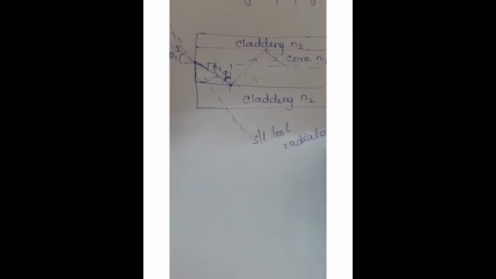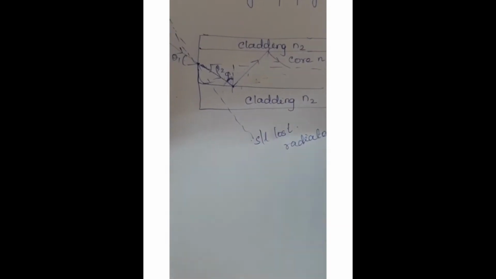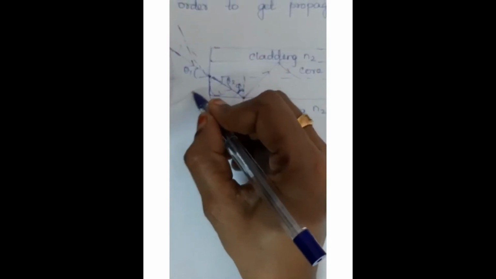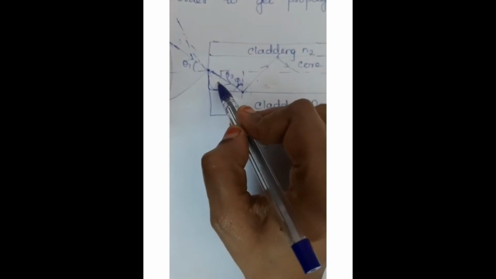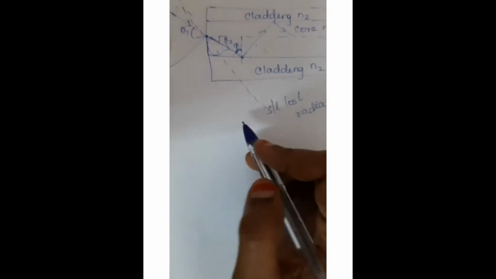Now join this. So this is theta 1 and this is the signal lost. This is phi and this is theta 2. Okay, so next you can go for the derivation.